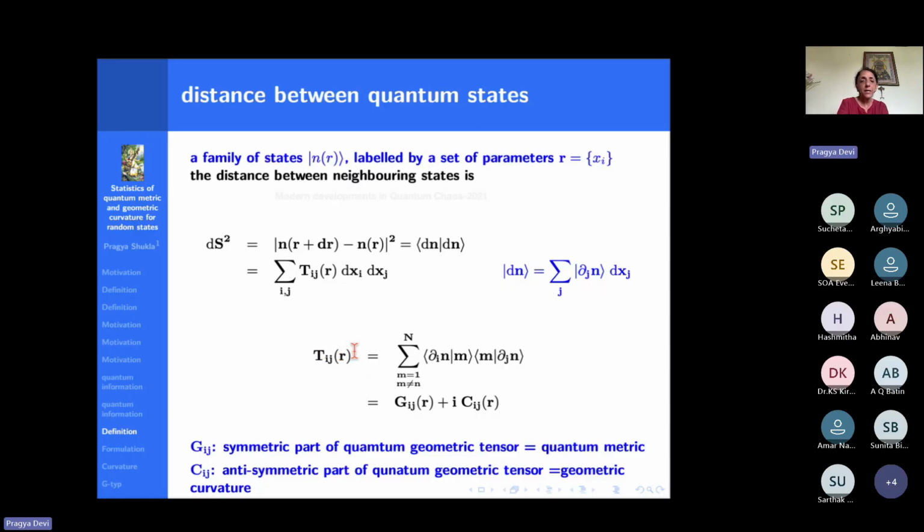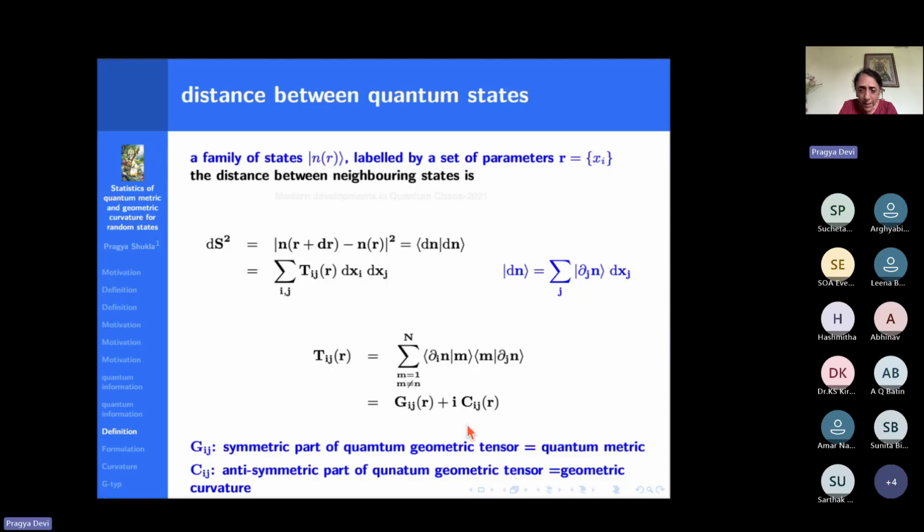That means it's a matrix, but it's a non-Hermitian matrix. But a non-Hermitian matrix can always be written as a sum of one Hermitian part and one anti-Hermitian part. So now I'm writing it into 2 parts. One is the Hermitian part, the other is an anti-Hermitian part, or it's better to call it the symmetric part and the anti-symmetric part.